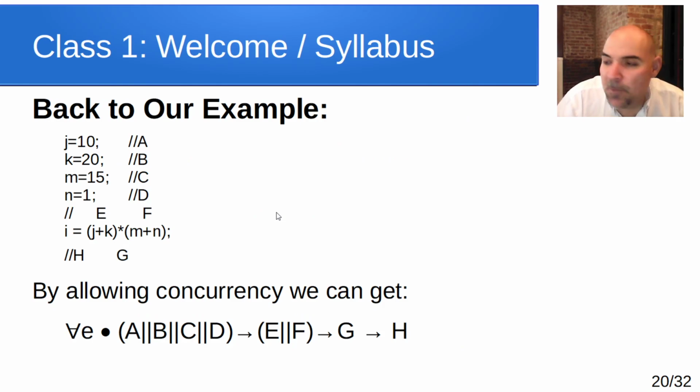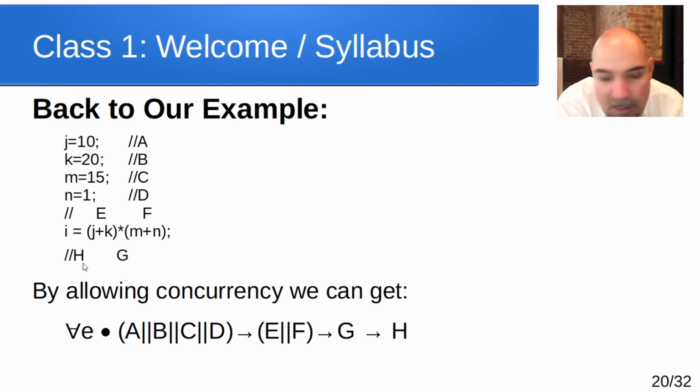All right, so let's go back to our example and look at how we can use concurrency notation like this to come up with something that's less constrained than what we had before, where it was A precedes B, precedes C, precedes D, and so on down this whole line. Notice I've added some comments in here to label these. J equal 10, we're going to call that A. K equal 20 is B, M equal 15 is C, N equal 1 is D. And now notice I've got this divided up. E is this addition of J and K. F is the addition of M and N, and then the multiplication of that times that is G, and then the assignment back to I is H.